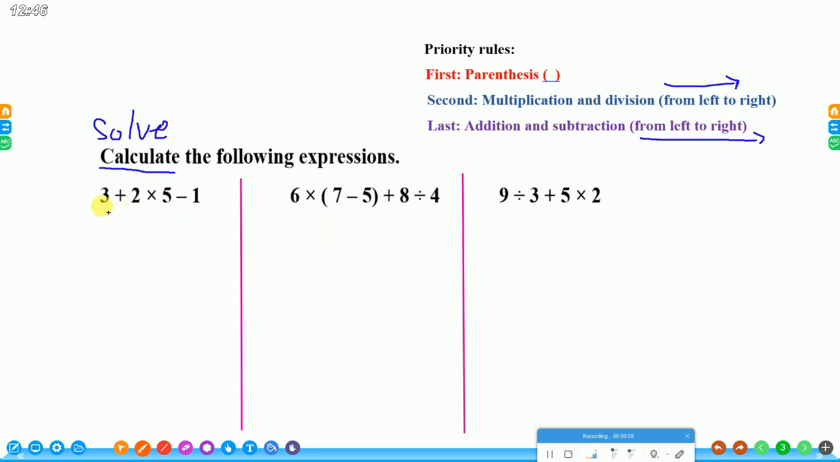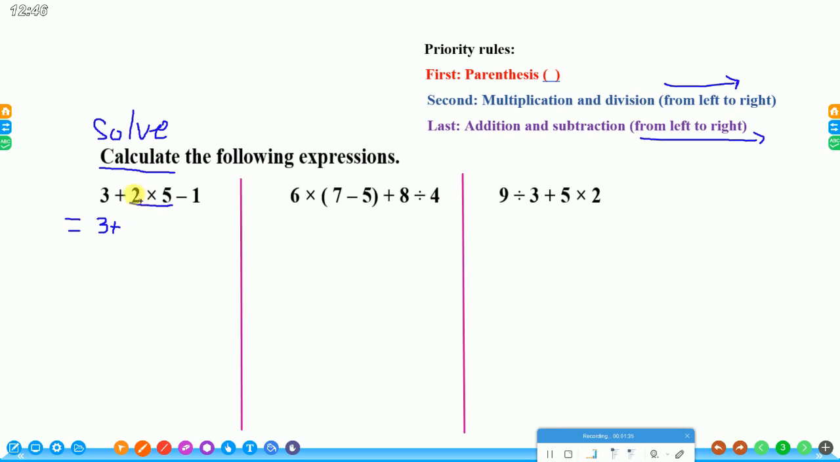So let's start with this first operation: 3 plus 2 times 5 minus 1. The priority rule says we need to solve the parentheses first. Here we don't have parentheses. So second, we need to solve multiplication and division operations from left to right. So first we need to solve the multiplication operation. So this operation we need to solve first. But before we do so, 3 plus, now we are not going to solve the addition operation, so we copy it.